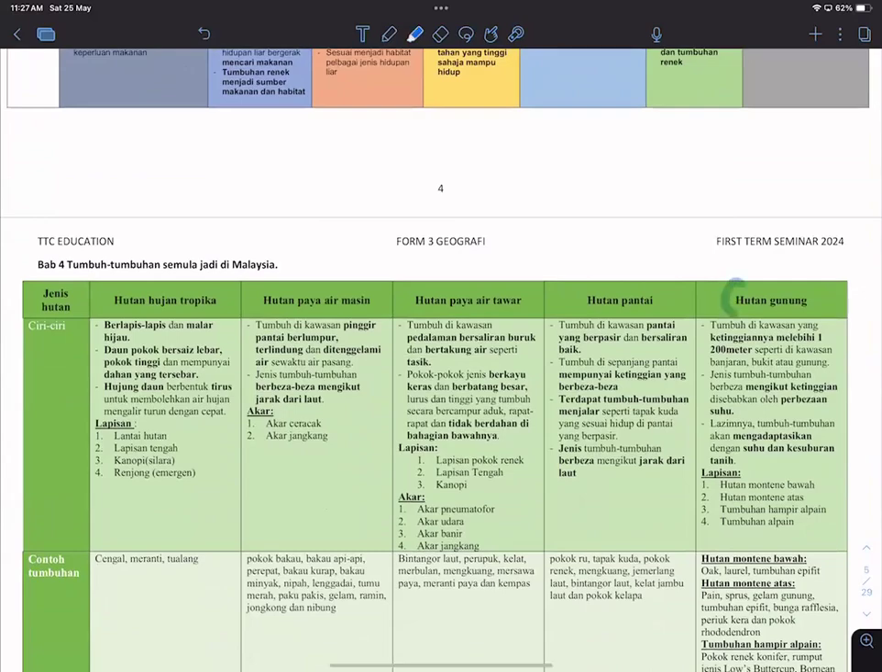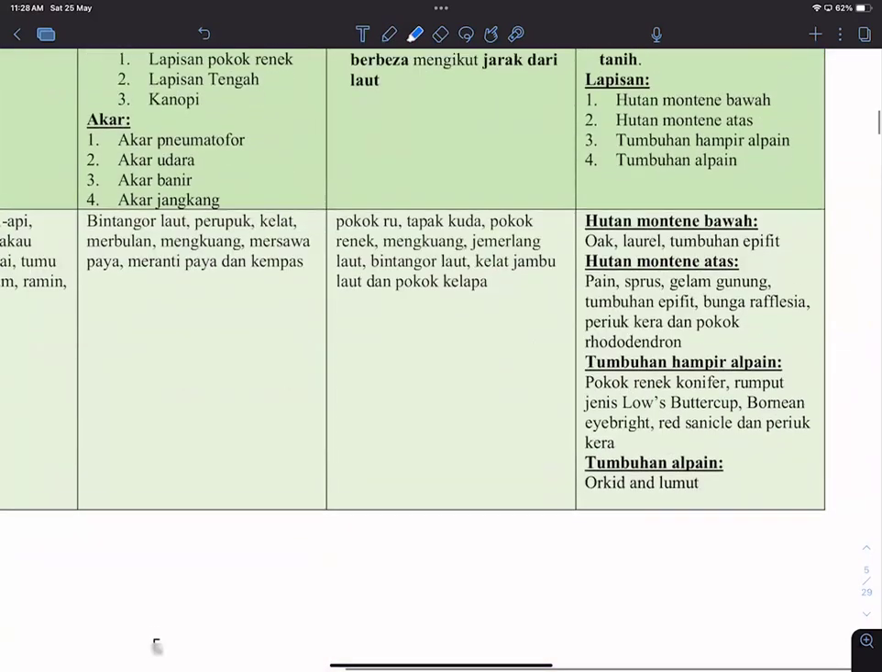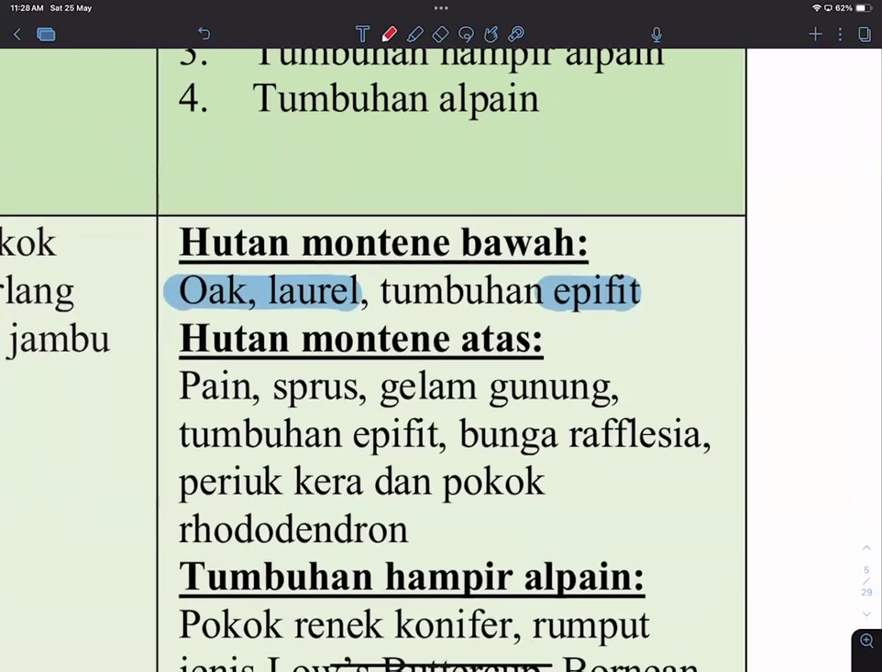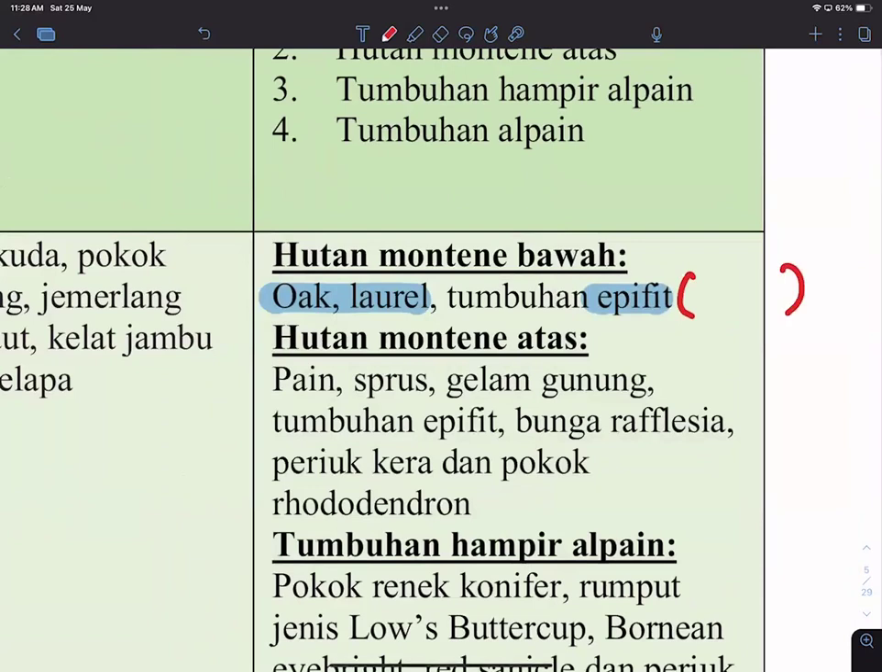So I'm trying to compare. This is the hutan gunung. We have the Montane bawah. Try to memorize: oak or laurel, these are the tall trees. And then we have the tumbuhan epiphyte. What is the epiphyte in hutan gunung? For Malaysia, I'm combining hutan gunung and tanah tinggi with our Malaysia. What is the example of tumbuhan epiphyte in your map for this? Known as paku langsuyar, the bird nest fern. Yes, we need our Montane bawah.